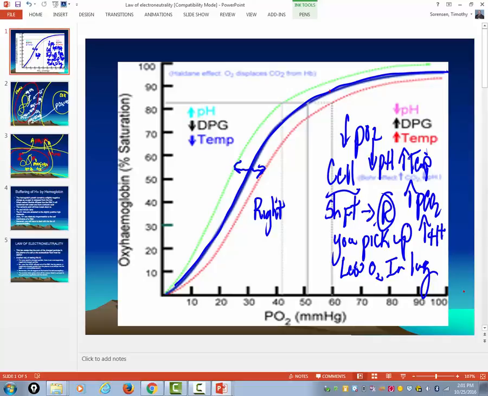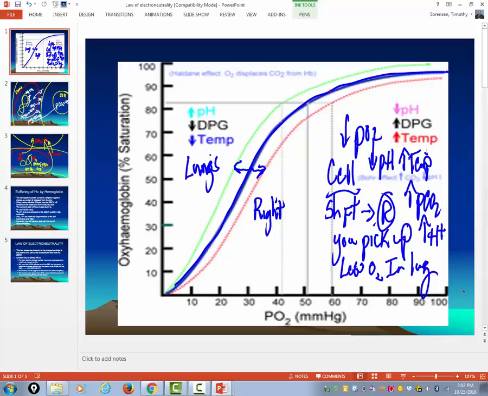A shift to the left. Where do you find conditions where the shift to the left occurs? That occurs in the lungs. Only the conditions that are normally in the lungs are now found throughout the entire body. What will cause a shift of the curve to the left? Meaning that oxygen will bind to the iron on hemoglobin, but when it gets down to the level of the cell, it won't let go. So for any given PO2, the hemoglobin saturation is going to be higher. So oxygen delivery to the cells is going to be less.